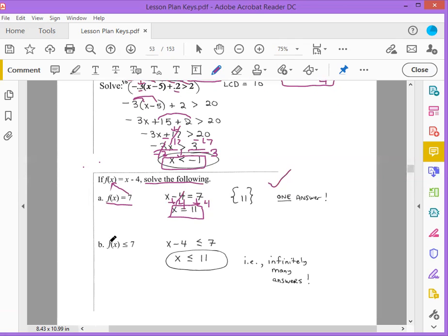For the next one, we have f of x is less than or equal to 7. So for f of x this time, we plugged in less than or equal to 7. To solve, we're going to add 4 to both sides of the inequality. And we have x is less than or equal to 11. So x could be any number that's less than or equal to 11.